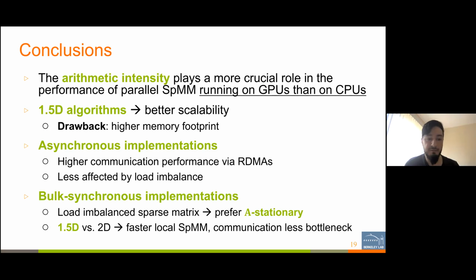And when we compare the asynchronous and the bulk-synchronous approaches, the higher performance of the asynchronous implementation can be attributed to their lower communication overhead due to using RDMAs and their better ability to hide the load imbalances in both the communication and the computation. And finally, regarding the 2D bulk-synchronous algorithms, the A-stationary algorithms are more preferable to the C-stationary or B-stationary algorithms when the sparse matrix is highly load imbalanced.